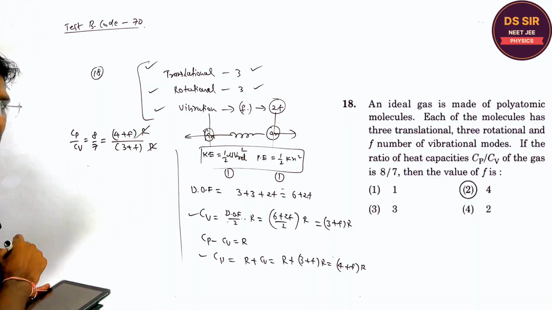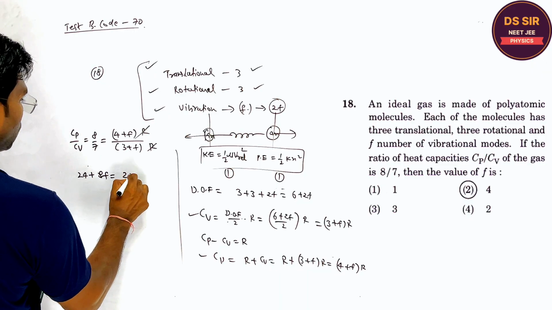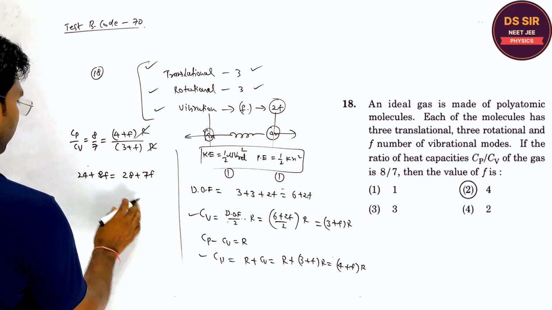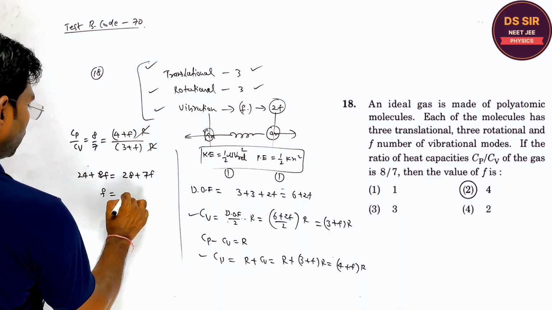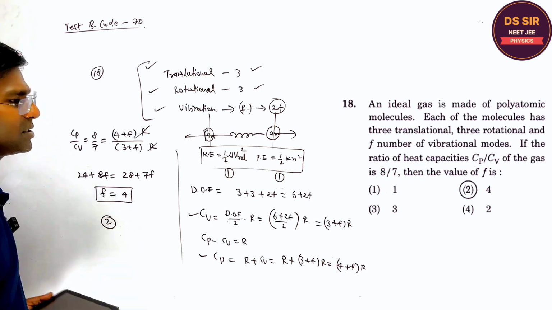The R will cancel out. Now if you cross multiply, 24 + 8F is equal to 28 + 7F, right? So F is equal to 4. So the value of F comes to be 4, and the second option is the correct option.